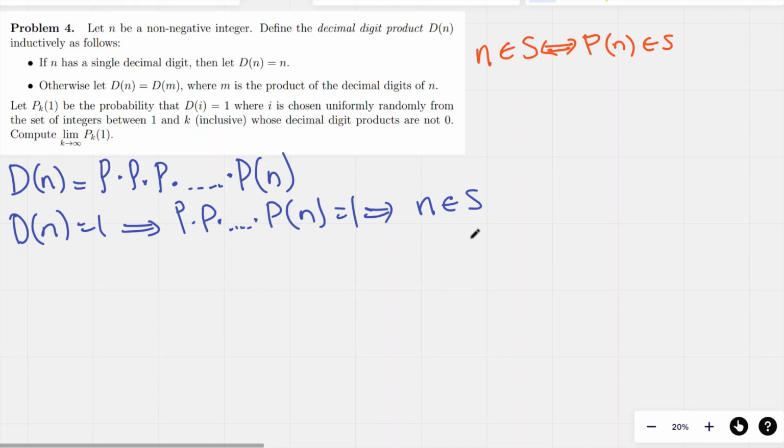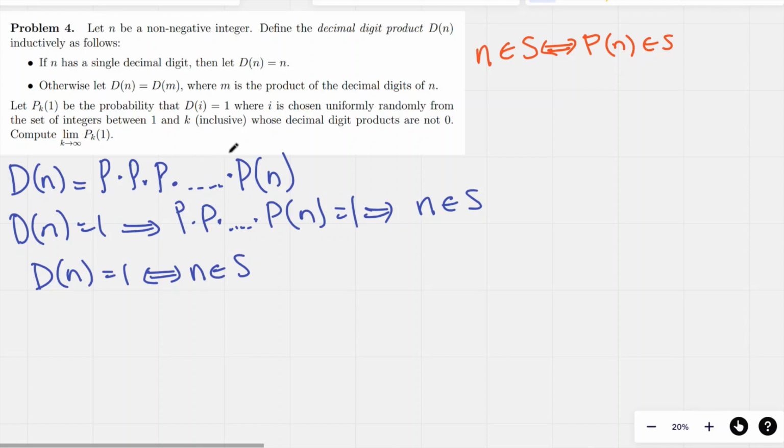And it's quite clear to see that the reverse is true. If n is in S, then remember we know that n just has all digits 1 in it, so D of n is very clearly going to be 1. So we get the fact that D of n is 1 if and only if n is in S. Great. D of n is 1 if and only if n is in S. So now we can go back to this probability up here.